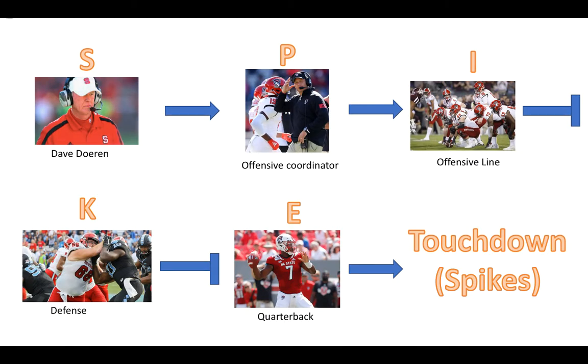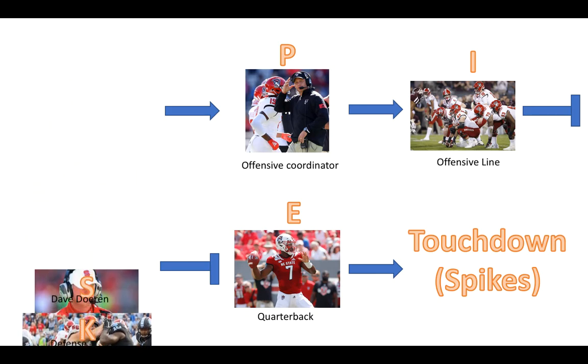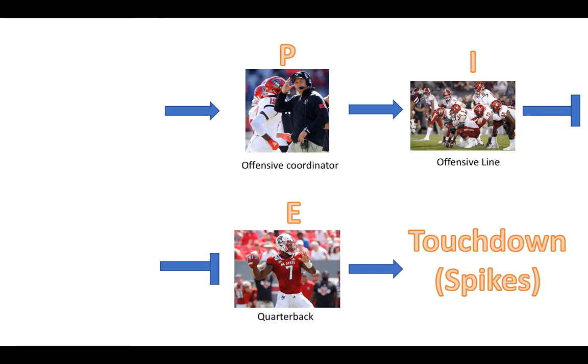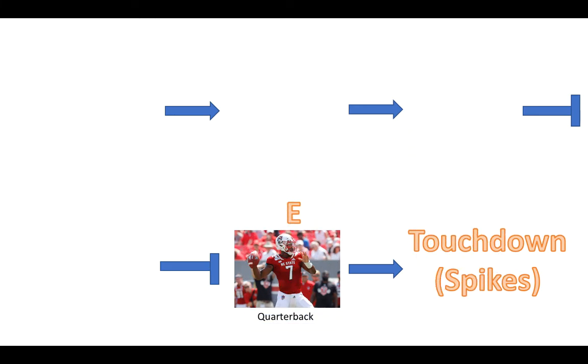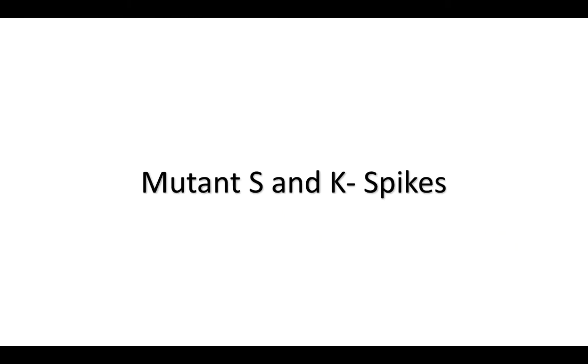Finally, in this scenario, let's say that S, the head coach, and K, the defense, are removed. Because the head coach is gone, the offensive coordinator and offensive line cannot be activated or told what to do. However, the quarterback is still there and nothing is inactivating him. This means he can still make a touchdown. Relating back to the beetles, this means that we have spikes.